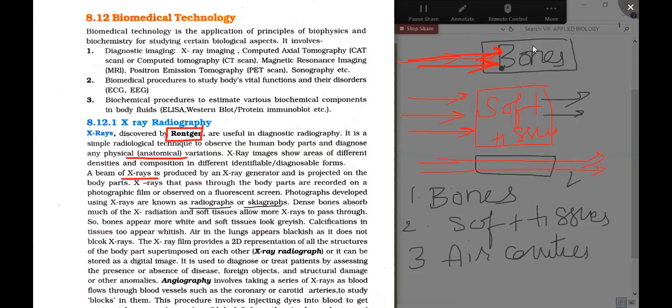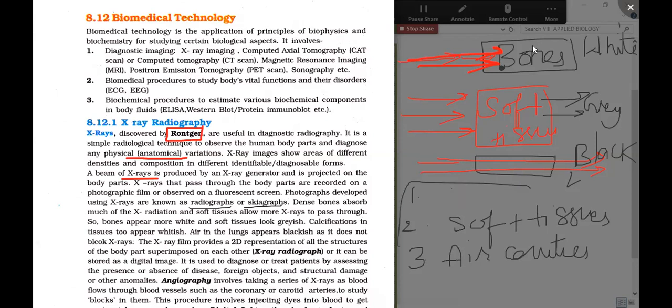Now what we need to see here is how it appears on the photographic film. Through the bone, it appears white in color. Through the soft tissues, it appears gray in color. When passing through the air cavities, they appear black in color. So this is the natural form. That means you need to remember 3 points.